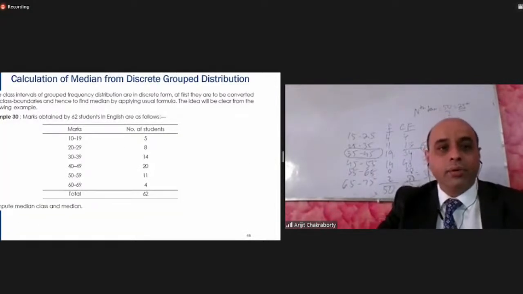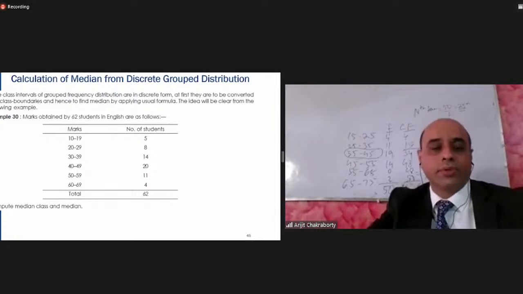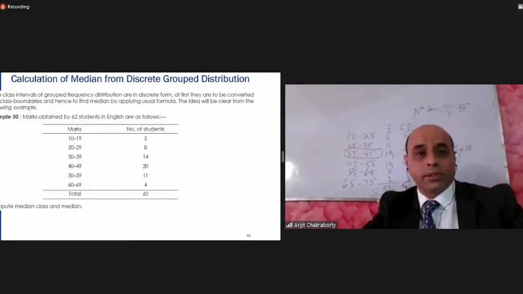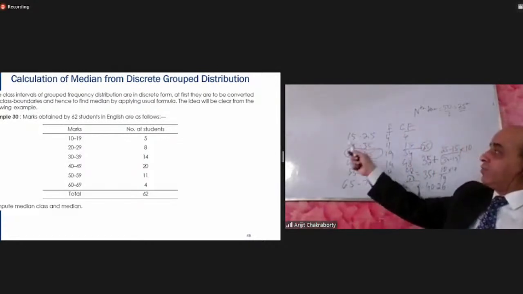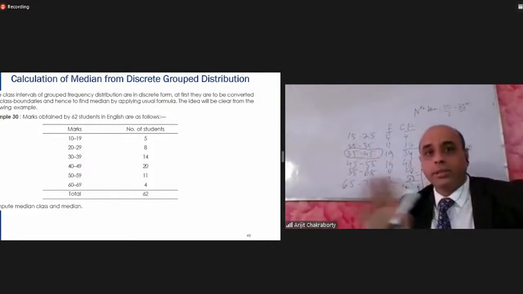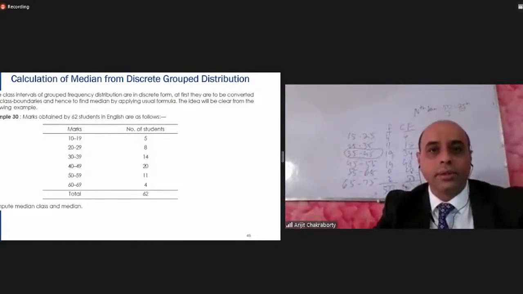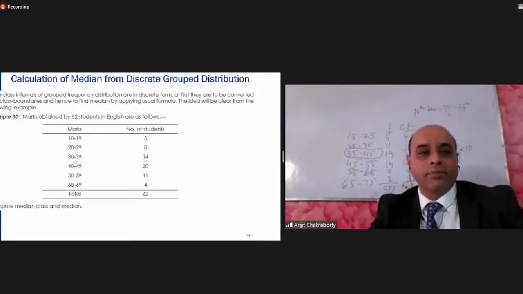Okay. Now we take discrete group frequency distribution. In the last one, it was continuous. Please note, it was continuous: 15 to 25, 25 to 35, no break. But now we will see there is some grouping. This is a discrete frequency. So in this case also, we have to find the median class and median.